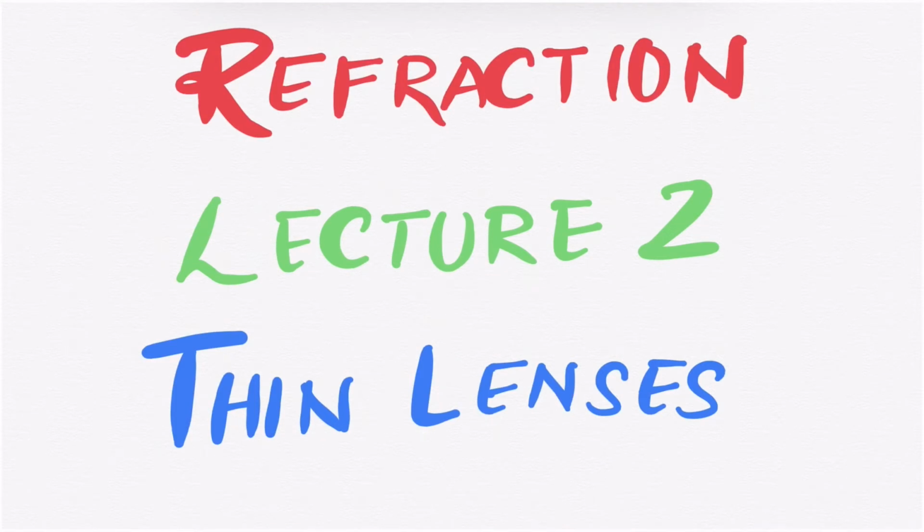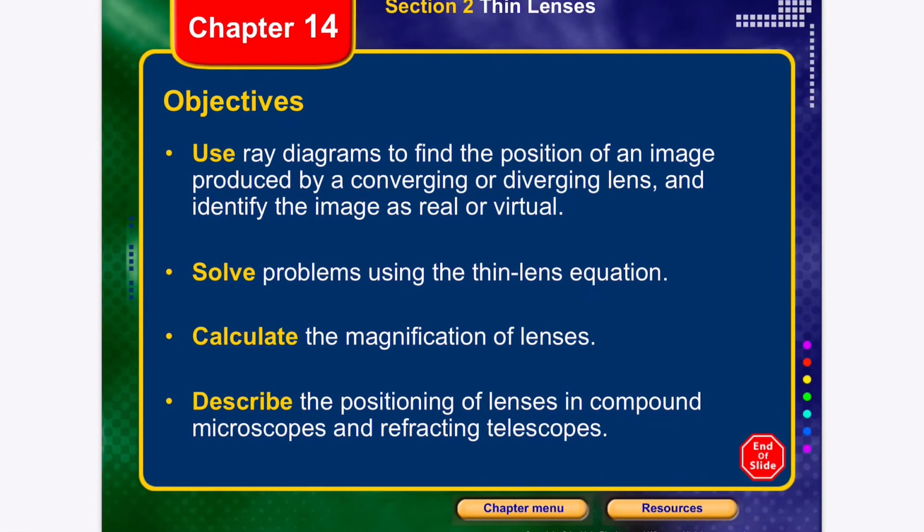So let's start lecture 2 on refraction. In this lecture we will discuss thin lenses. These are the objectives. After you complete this lecture, you should be able to use ray diagrams to find the position of an image produced by a converging or a diverging lens, and identify whether the image is real or virtual.